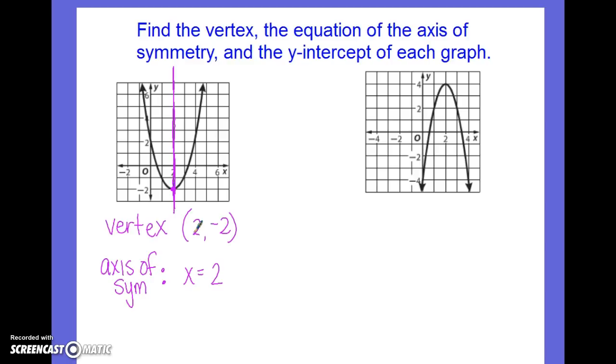And then the last thing you have to find, again another fairly easy point, is your y-intercept, which is where this crosses the y-axis. It crosses it right here, so that would be 0, 2. Fairly easy. If you want to pause now that you've seen that one, I will just put the answers up for the second one.